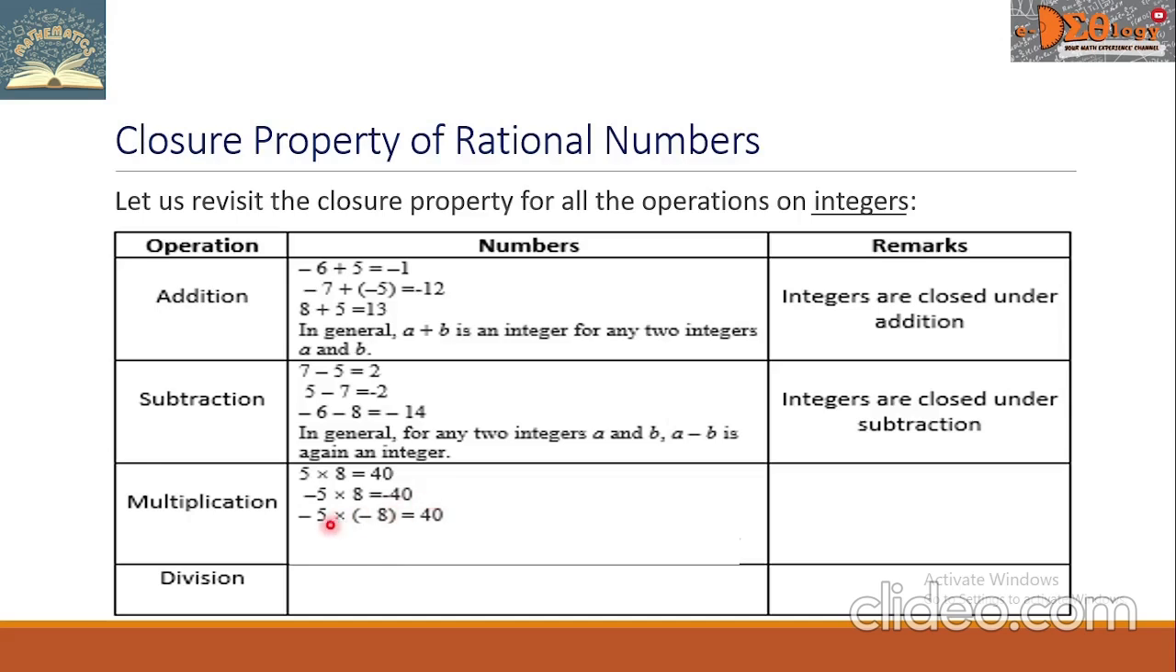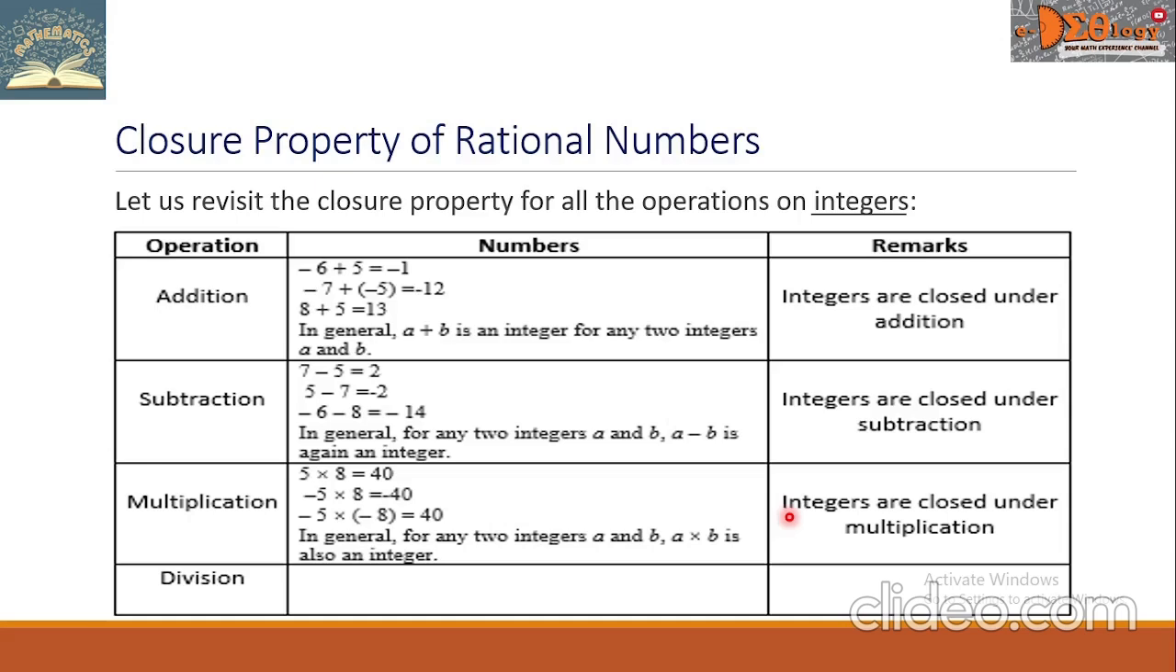Third example, negative 5 times negative 8. The answer is positive 40. Negative 5 and negative 8 are integers, and 40 is also an integer. In general, for any two integers a and b, a times b is also an integer. Thus, we conclude that integers are closed under multiplication.